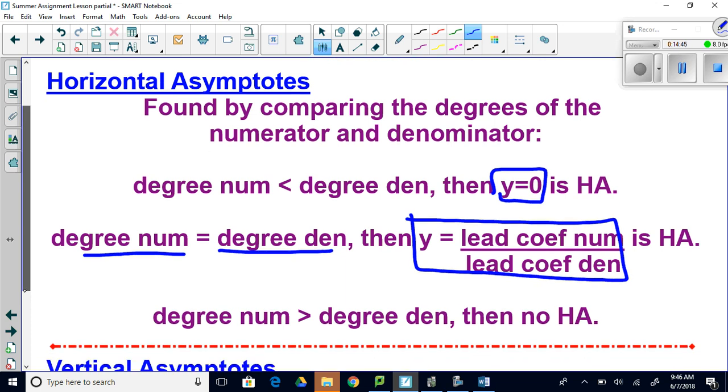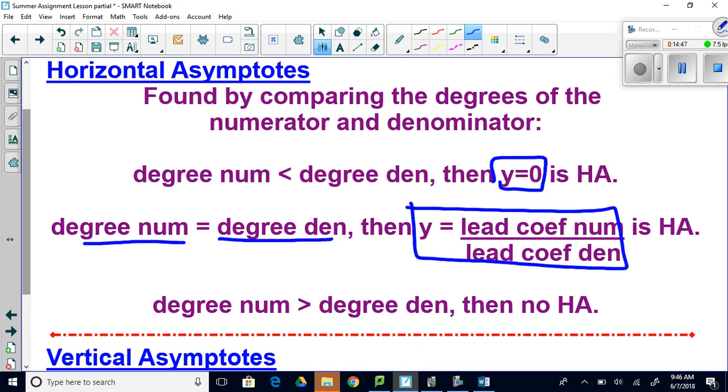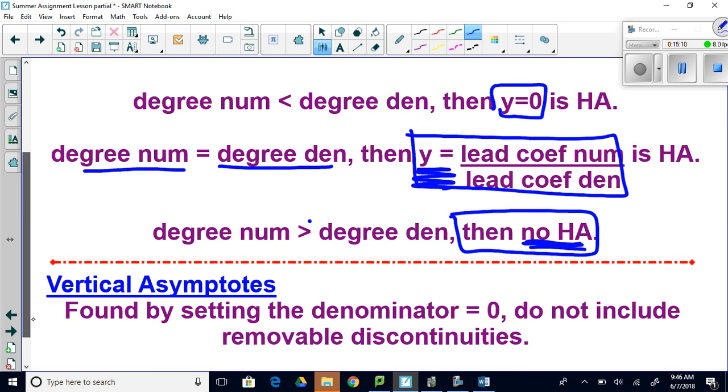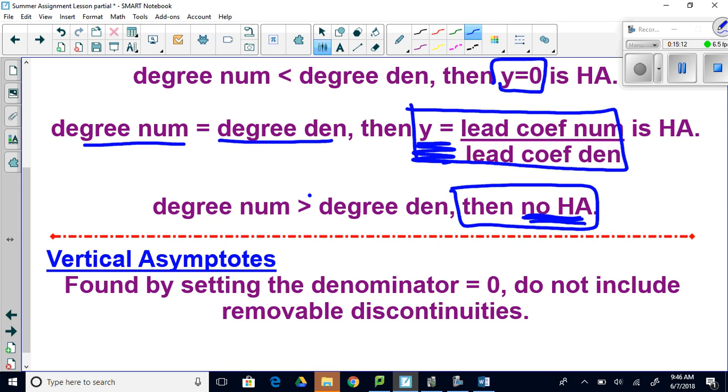And if the top is bigger than the bottom, then there's no horizontal asymptote. That's the difference. If we're looking at horizontal asymptotes, there isn't one if the top is bigger than the bottom. Likewise, we need to make sure we write an equation when we're talking about asymptotes, because asymptotes are a line. So we need y equals. To find the vertical asymptote, we set the bottom equal to 0, and we have to check for removable discontinuities.